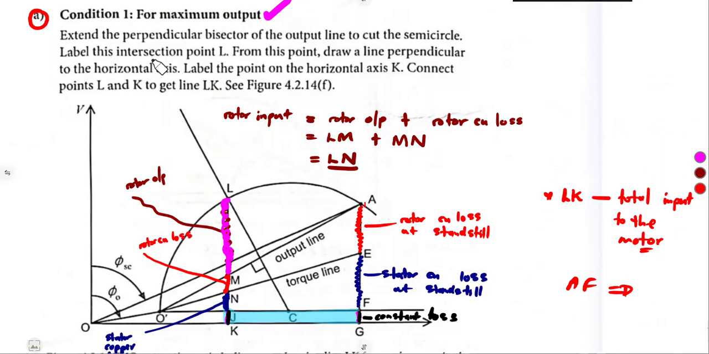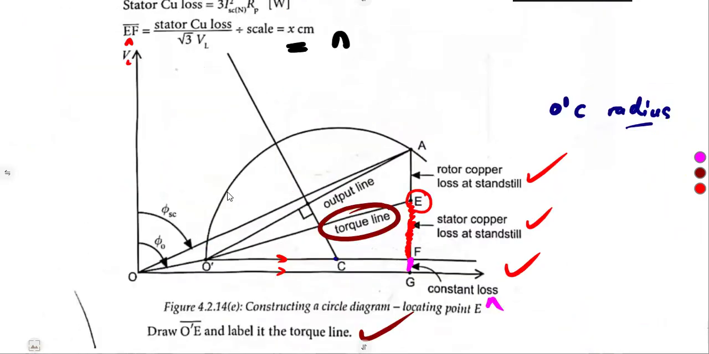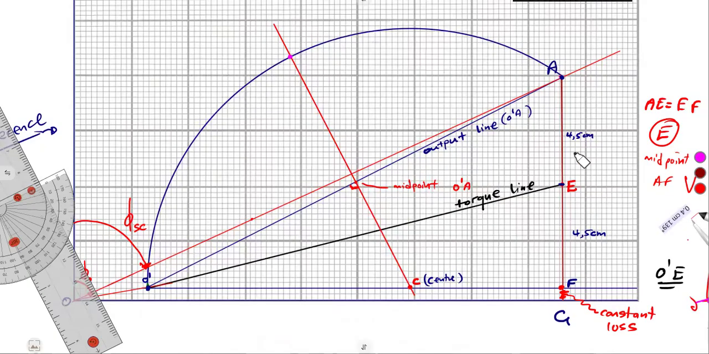Label this intersection point L, where your perpendicular bisector meets with the semicircle. Label that point L. So this is where we are having our point L at that intersection. We call this one L.